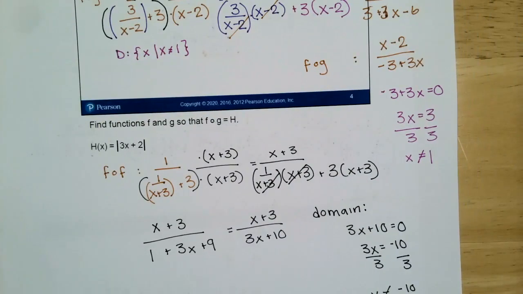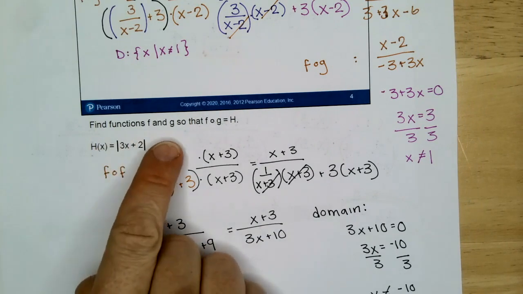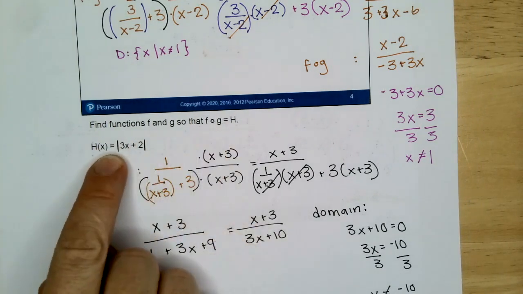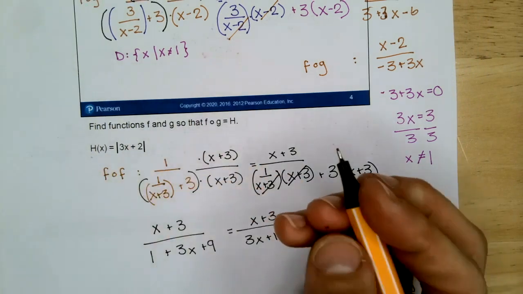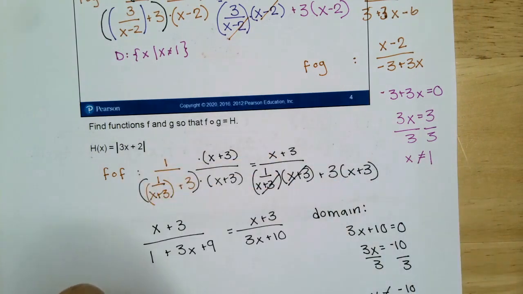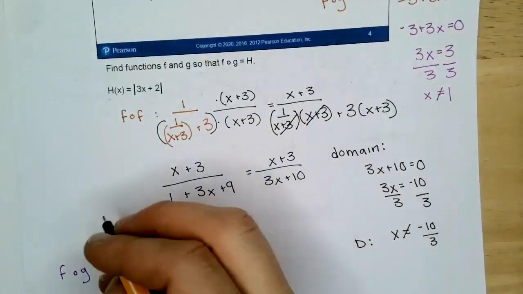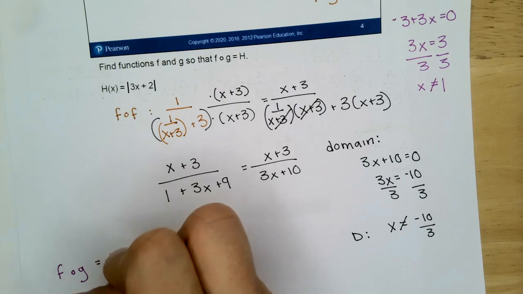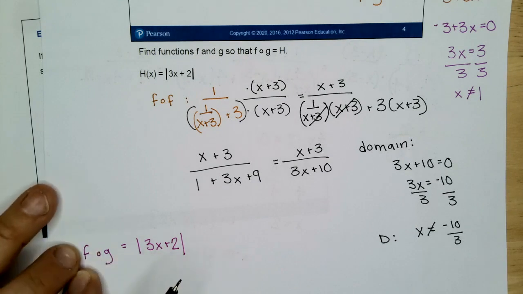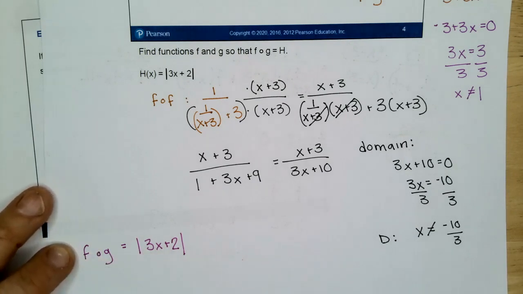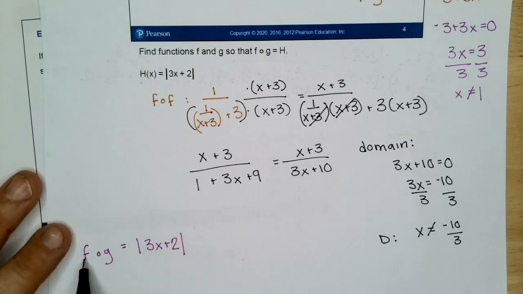All right, and then up here, find what f and g are so that f of g is equal to h, and h is the absolute value of 3x plus 2. What is f and what is g? So remember, f of g is equal to h, and h is the absolute value of 3x plus 2. Means that if I put g inside of f, I get that. If I replace every x in f with g, I get the absolute value of 3x plus 2.